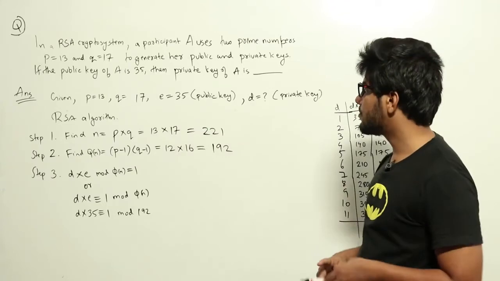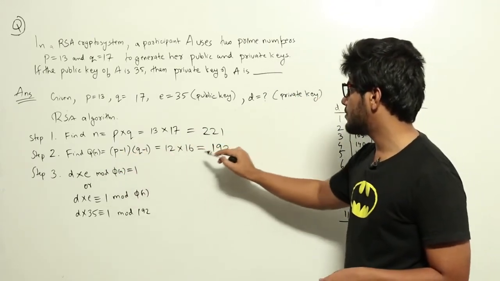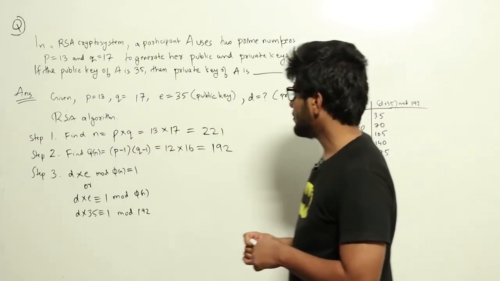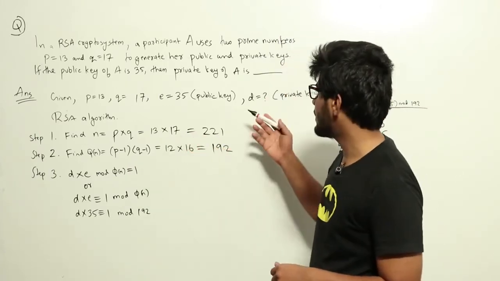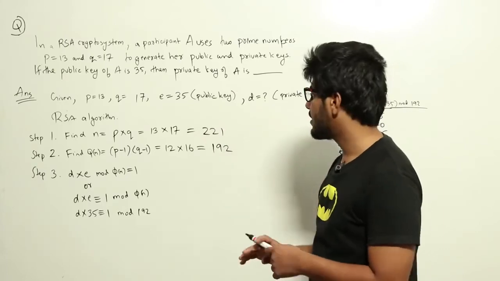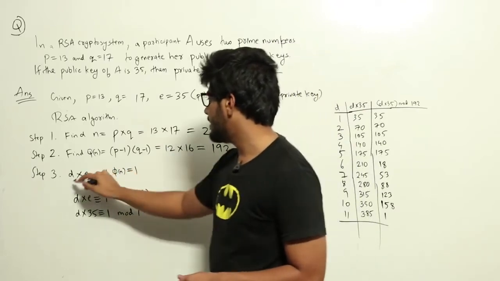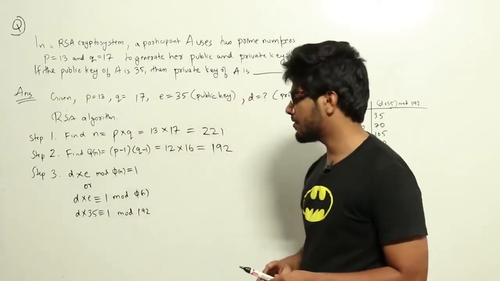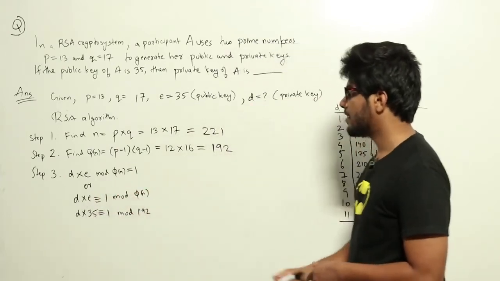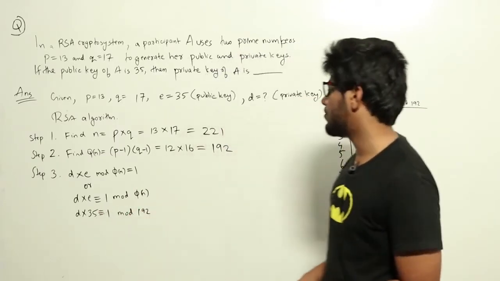In step two, we find out phi of N. Phi of N is P minus 1 into Q minus 1, that is equal to 12 into 16, that is 192. Now in step 3, we need to assign public key and private key. Public key is given already. Now we need to find out private key. So the relation between public key and private key would be that D into E mod phi of N would be equal to 1, or in other words, D into E congruent 1 mod phi of N. D we don't know, E we know. So that is D into 35 congruent 1 mod phi of N.